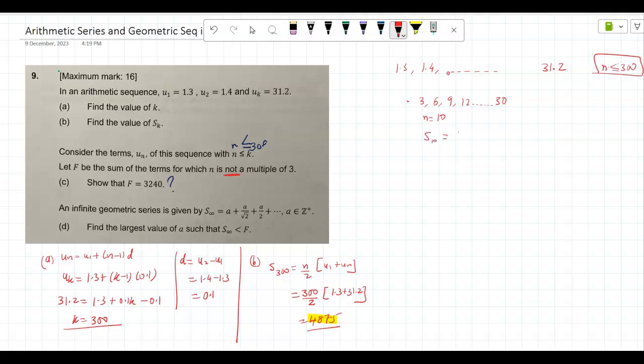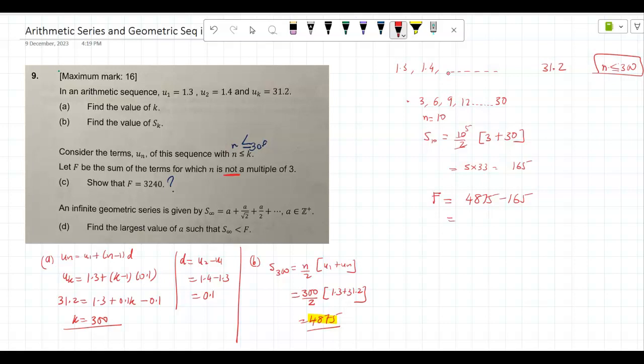The sum of 10 terms will be 10 over 2 times (U1 plus Un). So that's 5 times 33, which is 165. So your F will be 4875 minus 165. You have the sum of all the terms and the sum of the multiples of 3. If you want the sum of the non-multiples of 3, you subtract it.